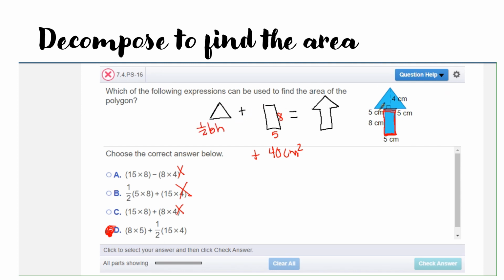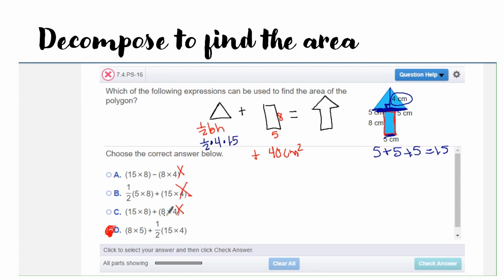So if I look at my figure, I have 5 from here plus another 5 from here, which is this length. Rectangles have 2 sets of parallel sides, plus another 5 from here. So the base of my triangle is going to be 15. And then perpendicular to that is going to be 4. My right angle is right here. So if I use 15 as the base, then I need to use 4 as the height because they are perpendicular to each other. So since I can take half of 4, I will put 1/2 times 4 times 15.